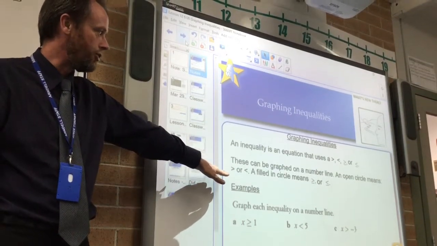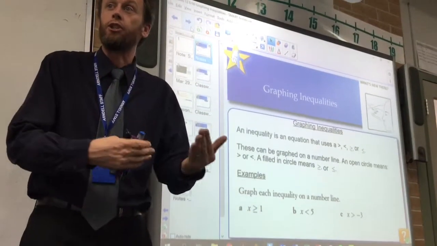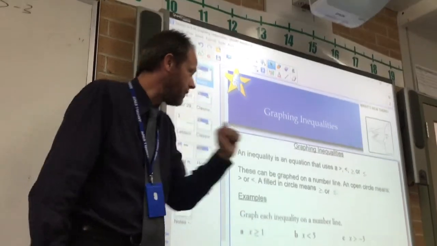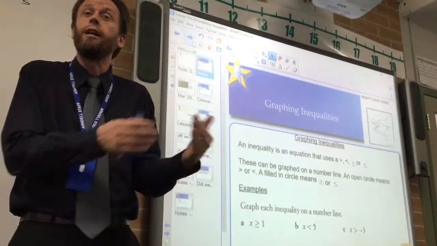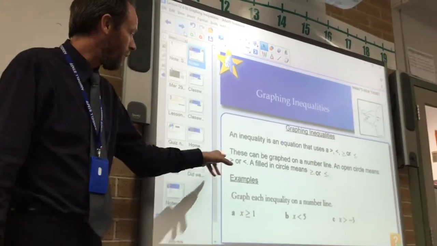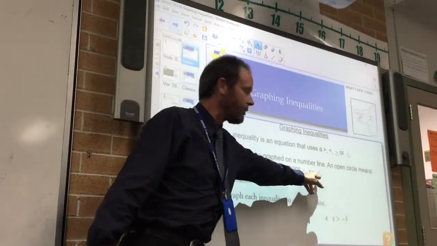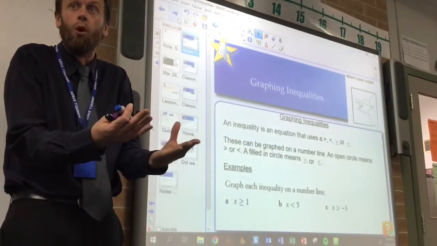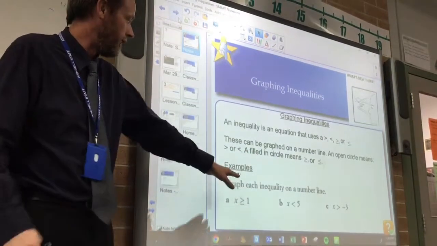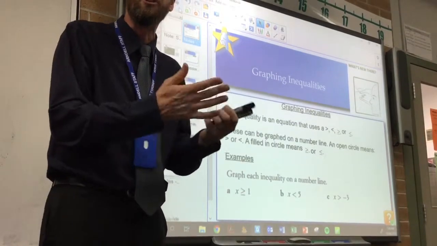And there's a key to this. If you are graphing it on a number line, an open circle means it's greater than or less than. A closed circle, or a filled-in circle, means greater than or equal to, less than or equal to. The best way I can think of describing it: when it's just greater than or less than, it's open. But once you put the little line underneath, you're filling in more. You're filling more on the number line. Here are some examples. This shouldn't take us very long to work through.